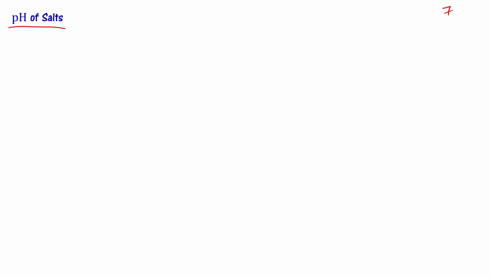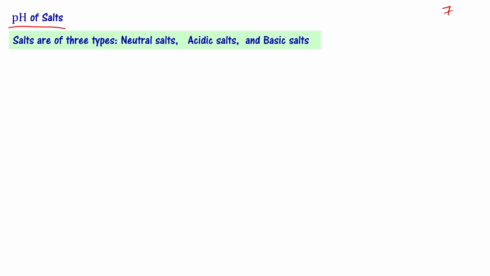Based on the pH of the salt, we can say there are 3 kinds of salts: neutral salts, acidic salts and basic salts. Neutral salts have pH 7, acidic salts have pH less than 7, basic salts have pH greater than 7, right? After we measure the pH, we can say whether the given salt is a neutral salt, acidic salt or basic salt. That is one way to do it.